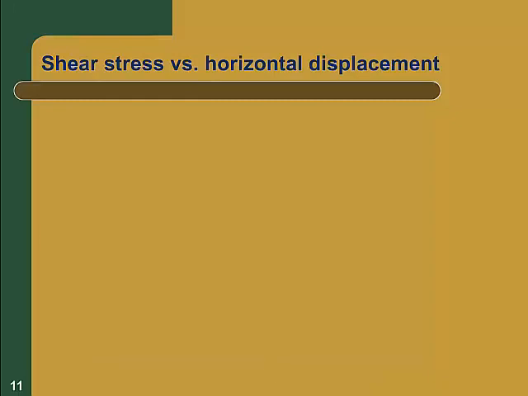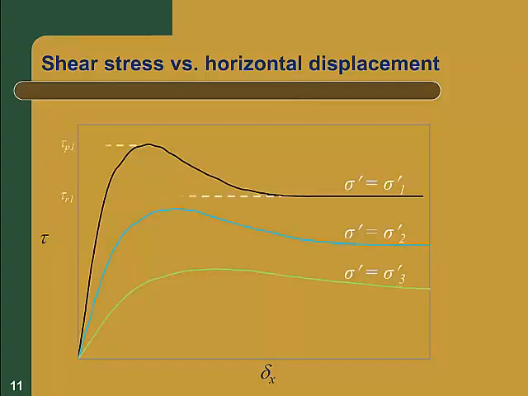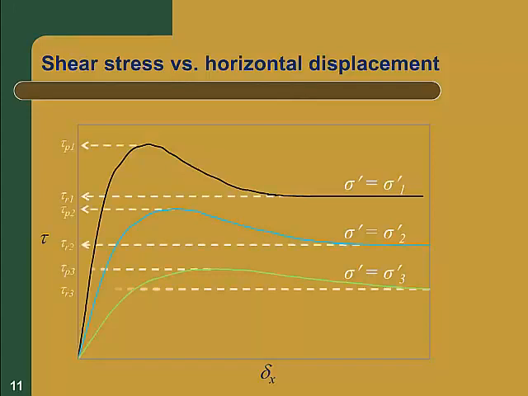Here we see in black shear stress as a function of horizontal displacement for one test run at a high normal stress, sigma 1. A second test, shown in blue, was run at an intermediate normal stress, sigma 2. And a third test, shown in green, was run at a low normal stress, sigma 3. For each of the 3 tests, we can determine the peak and residual strengths, as seen here.